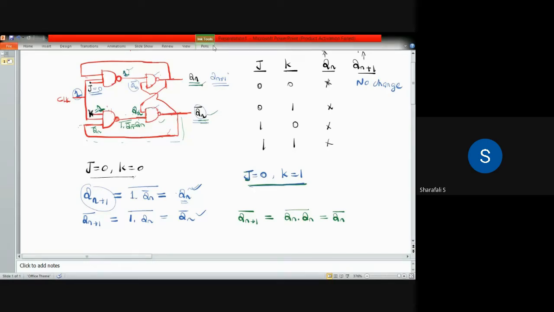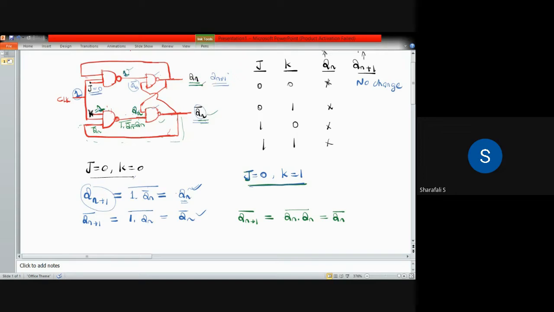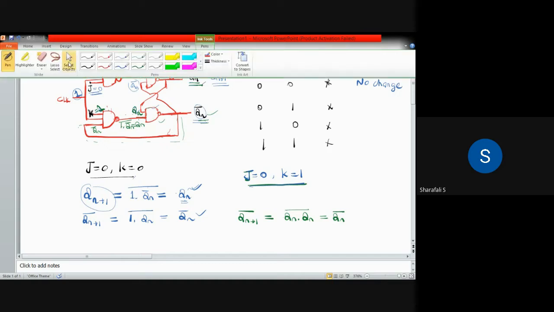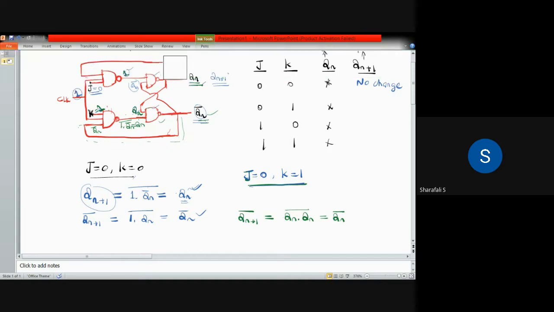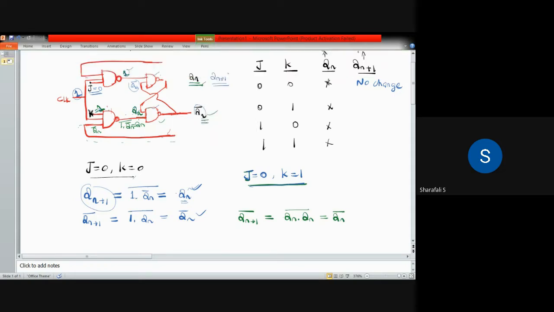Okay, I have made one mistake here. This connection should come from this connection. I have to take it from here. This connection I have to take.